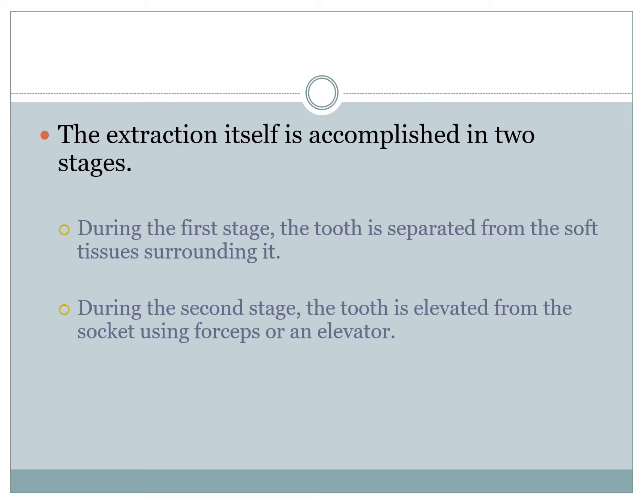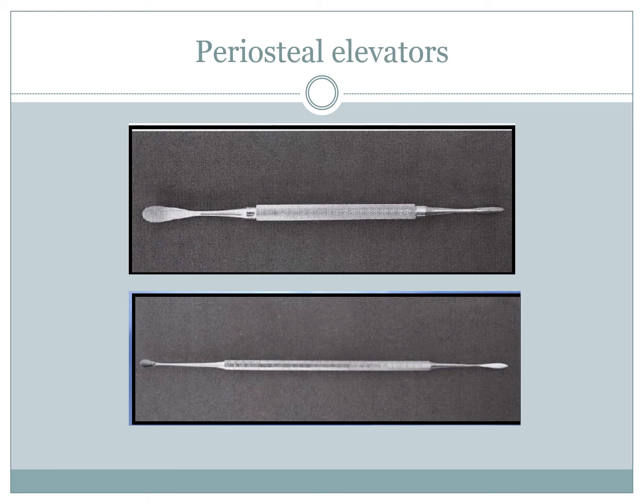The extraction is accomplished in two stages. During the first stage, the tooth is separated from the soft tissue surrounding it. During the second stage, the tooth is elevated from the socket using forceps or an elevator. So, after giving local anesthesia, we'll see what armamentarium is needed for the extraction.